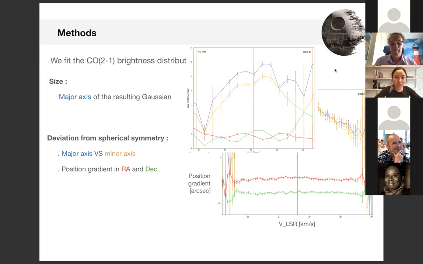Another thing that we looked into is the position gradient. So we tracked the position of the emission across the channels along the right ascension and the declination. If we have a consistent offset, as you can see in the not so well behaved source above the good one, a consistent position gradient like this in right ascension and declination could indicate the presence of rotation or some kind of plane parallel expansion.